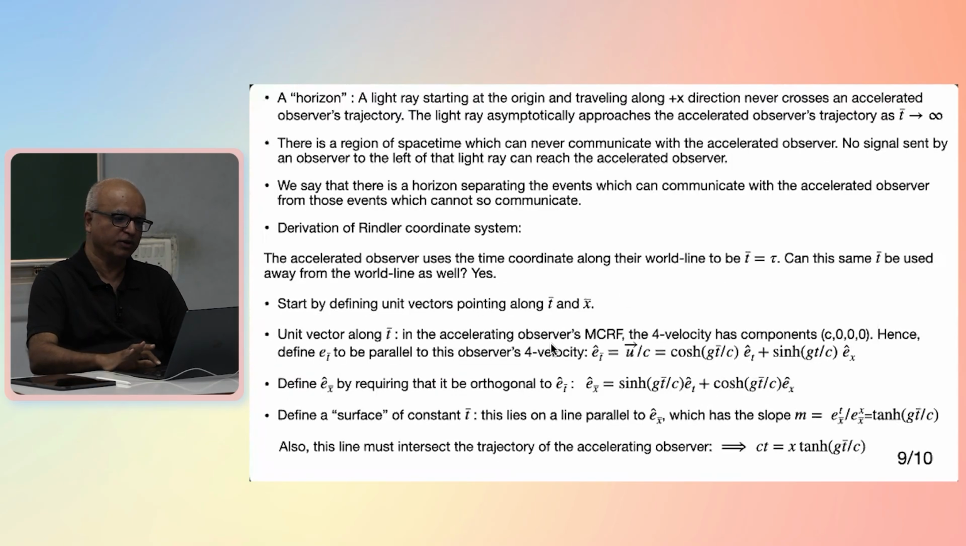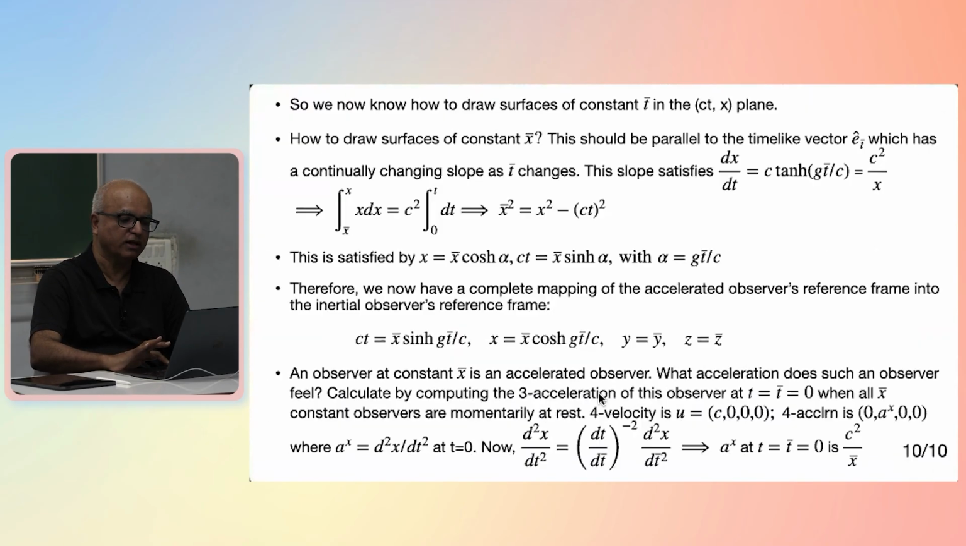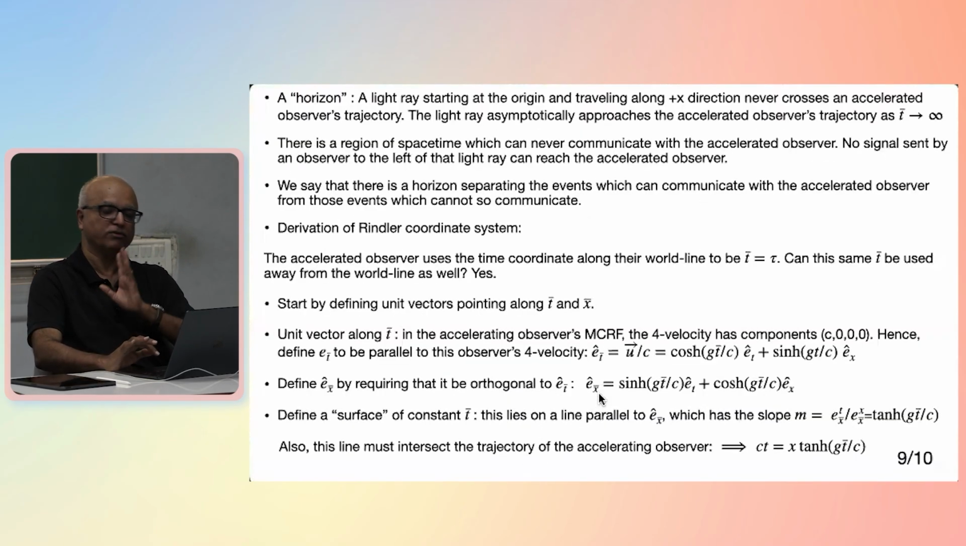The slope dt by dx, where is this? The last line. So if you take the derivative on both sides, it should... No, not from here. This is the surface of constant t bar. I shouldn't use this right now. I want surfaces of constant x bar. For that I have to look at Ex, no? Sorry, I have to look at Et.